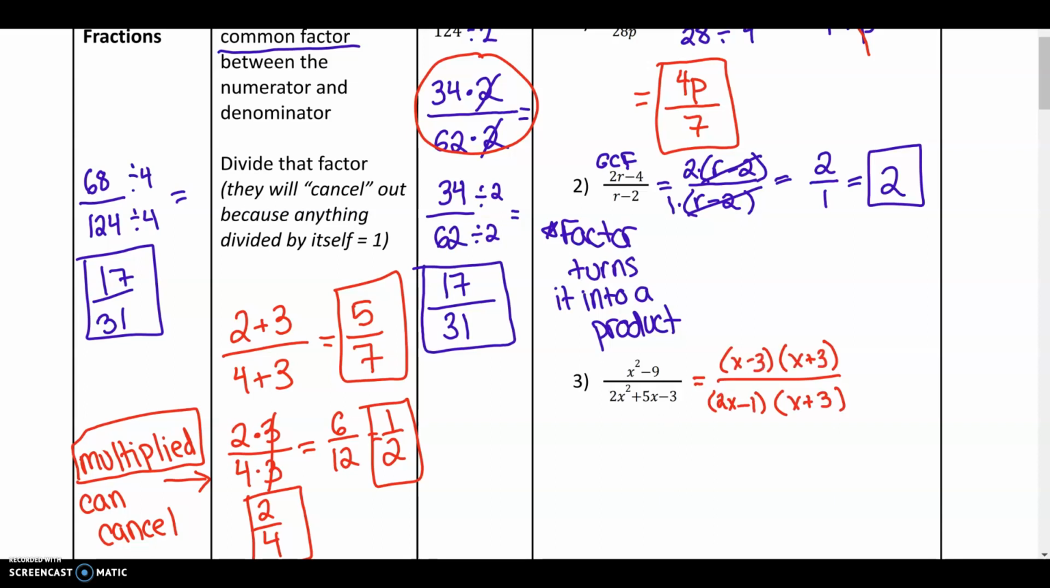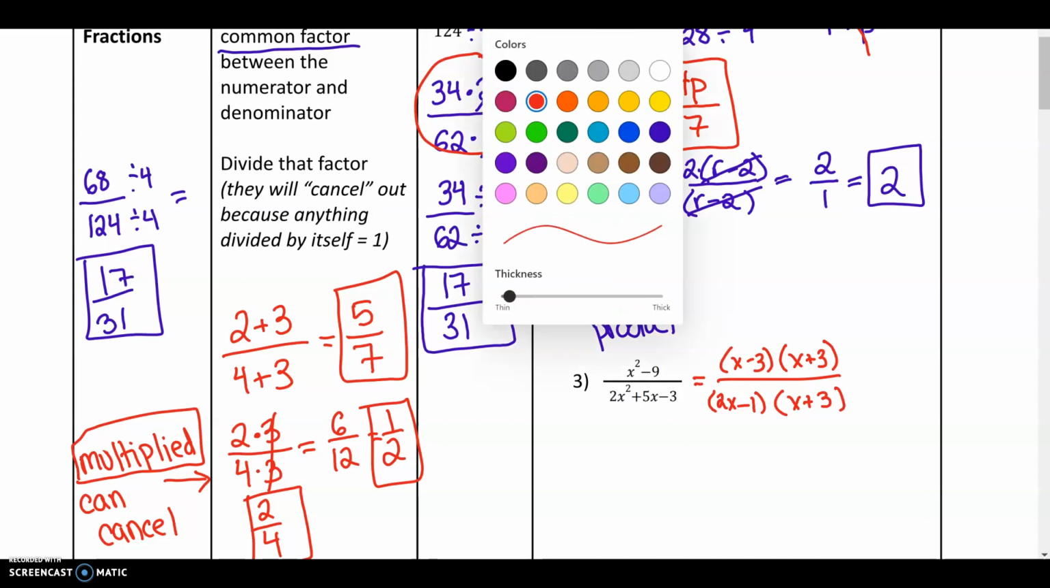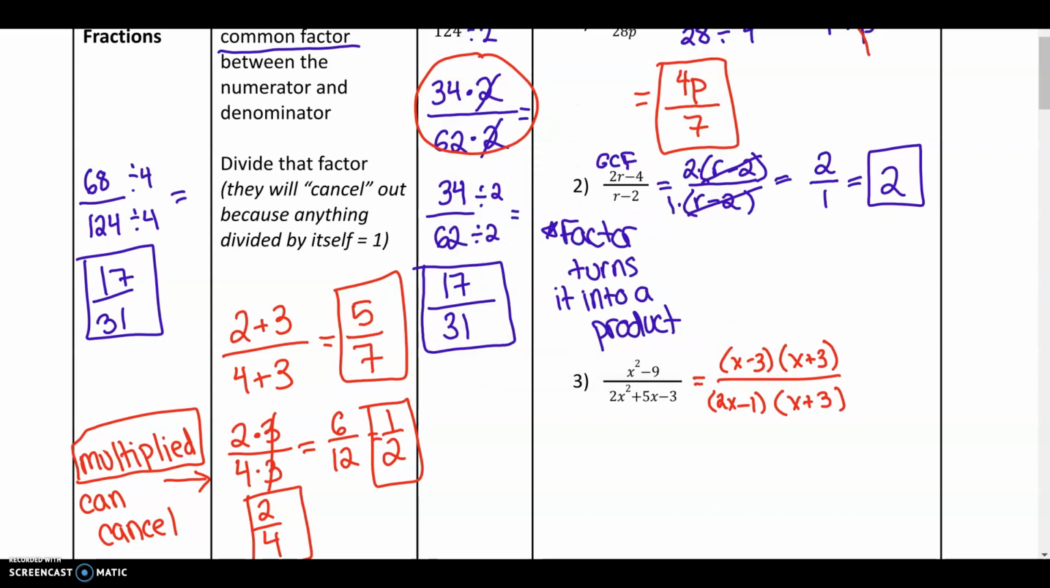Okay, if done correctly, the numerator is a difference of squares that factors x minus 3 times x plus 3. The denominator, you just guess and check, and I got 2x minus 1 times x plus 3. Remember to guess and check so you can multiply these by double distributing to see that they're equivalent to the original. If you want to review factoring, please come and talk to me. Otherwise, it's assumed we've already done that. So that's all I'm going to say about that for now.